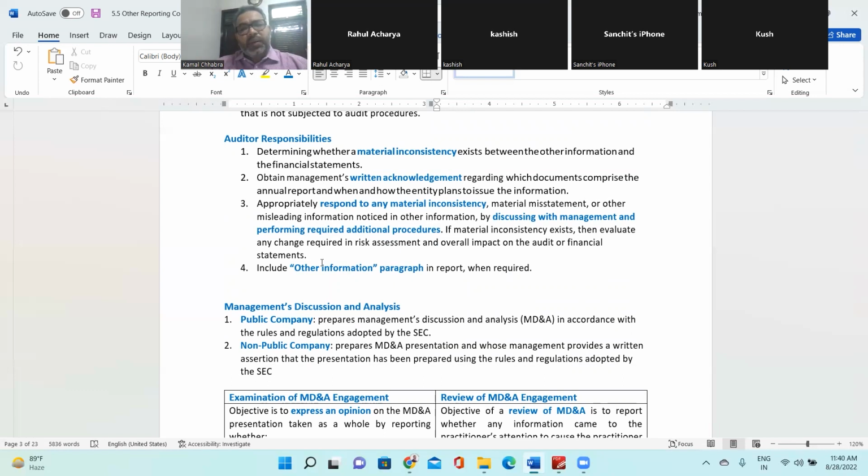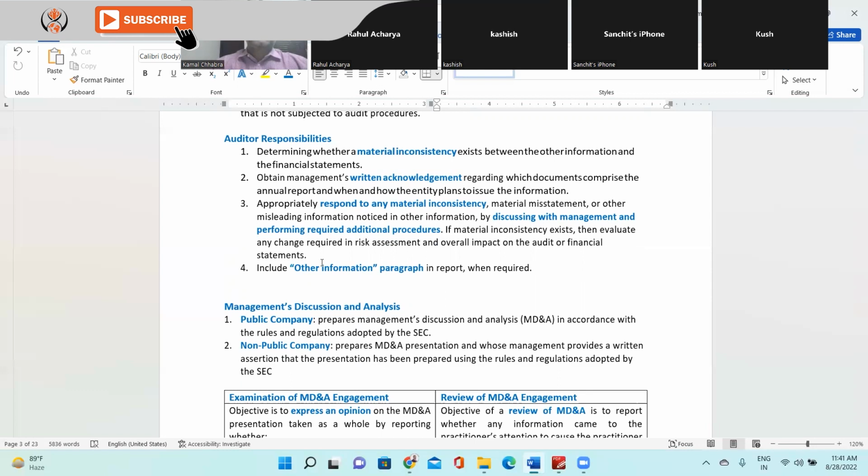Second is to obtain management's written acknowledgement regarding which documents comprise the annual report and when and how the entity plans to issue the information. So you need to take the acknowledgement from management on what all information along with the financial statements they are planning to attach in the annual report. Third is to appropriately respond to any material inconsistency. If you have noticed any material inconsistency, material misstatement or other misleading information in the other information section, it's your responsibility to respond appropriately.